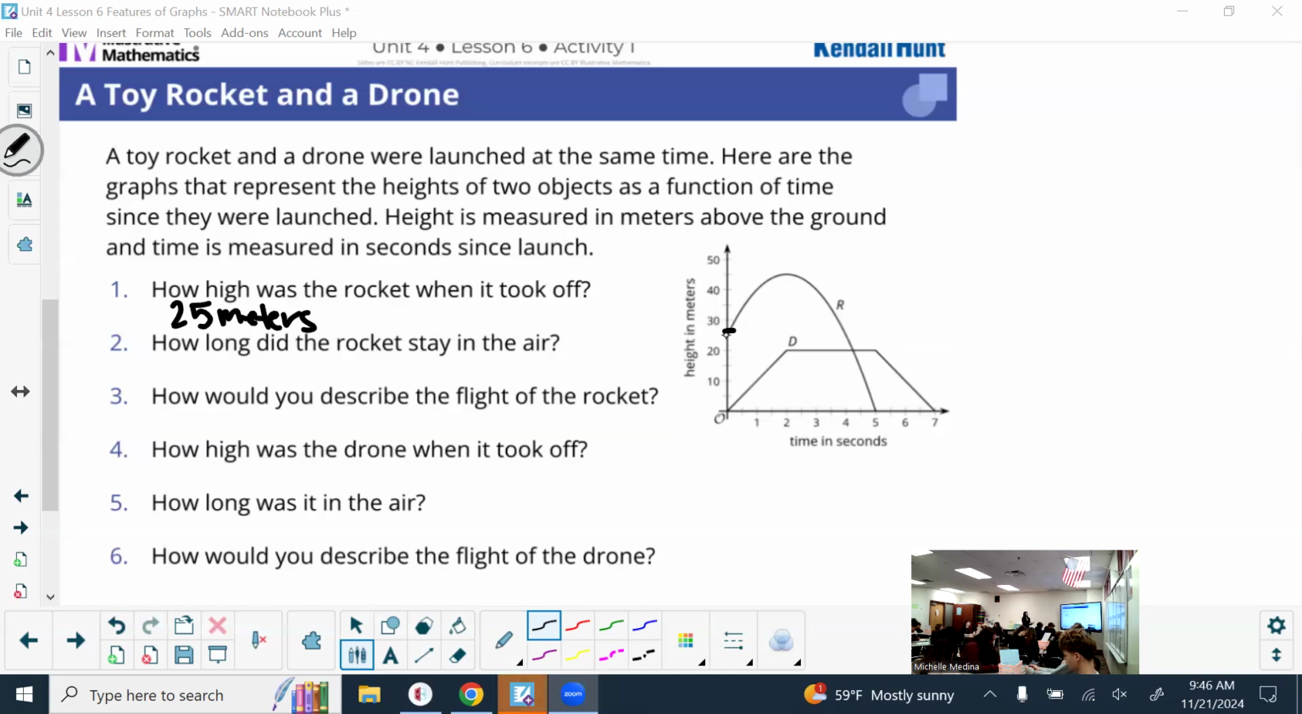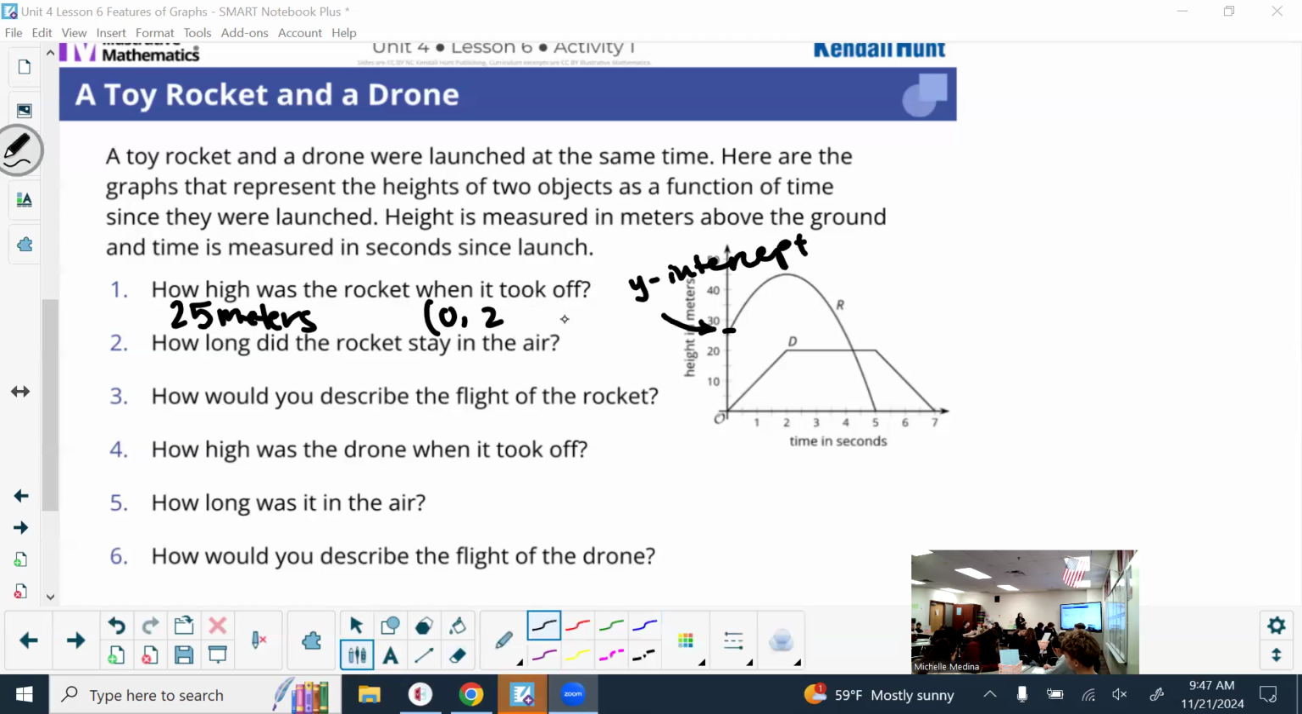So 25 meters. That part of the graph that we got the answer from, class, is called what? Yeah, the feature of the graph. And when the line touches it, we call it the y-intercept, and written as a coordinate would be 0, 25.